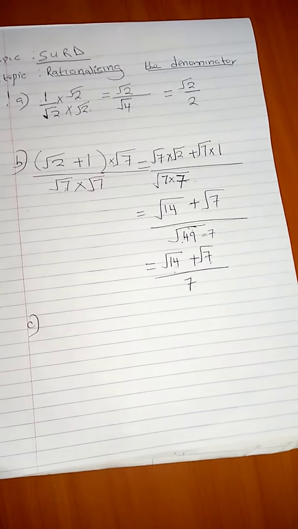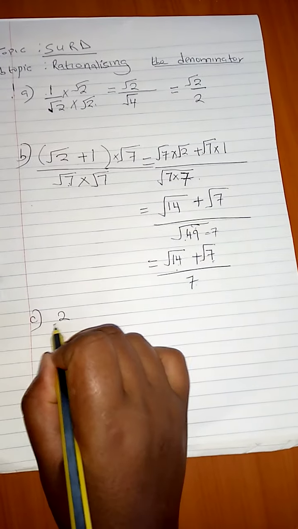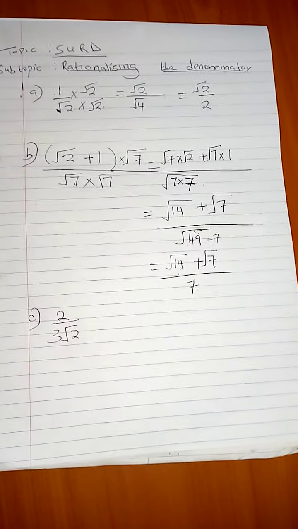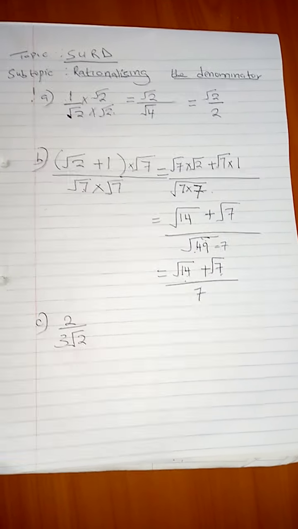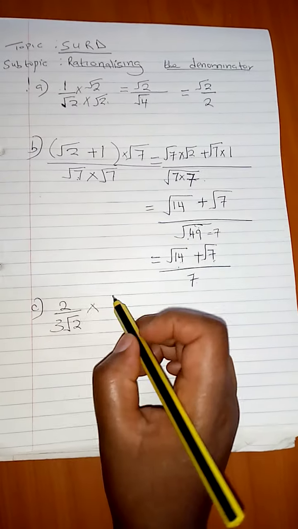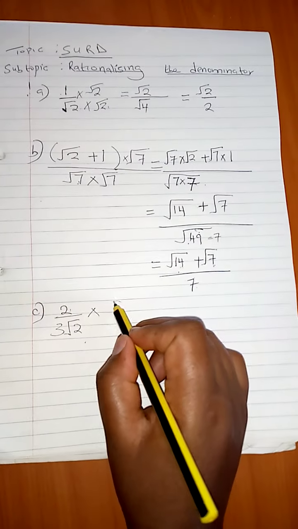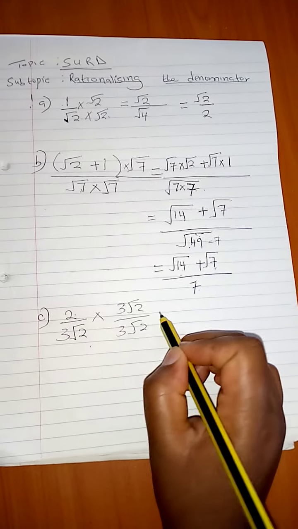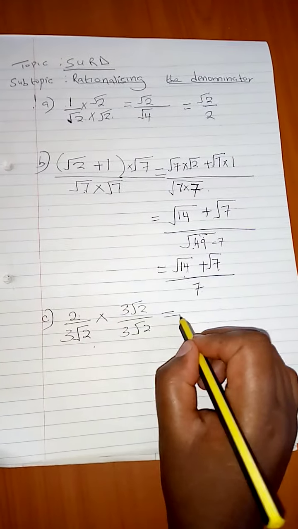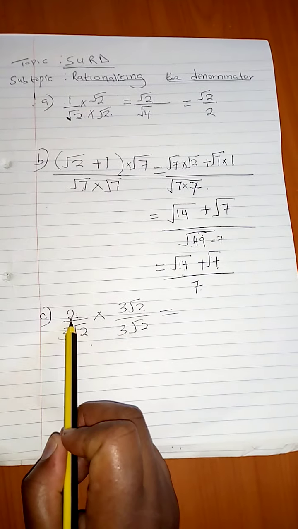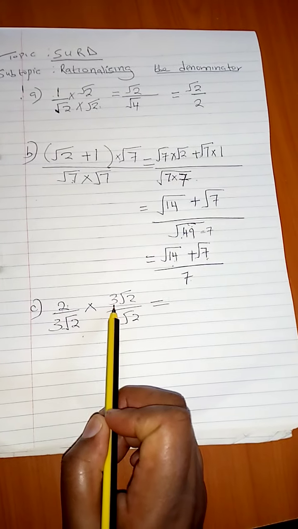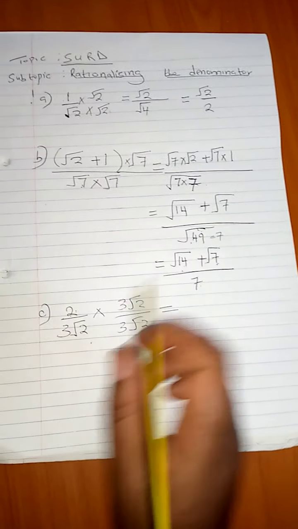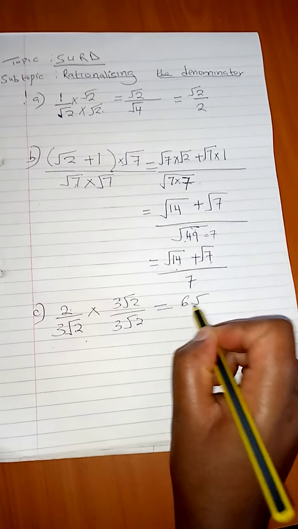Number C, we can have a different question. 2 divided by 3 root 2. So you multiply by the denominator, both numerator and denominator. So multiply by 3 root 2 and also 3 root 2. So what are you going to get? This 2 does not have a root, this 3 does not have a root. So those values that do not have a root, we can multiply together. So 2 times 3, you get 6 root 2.